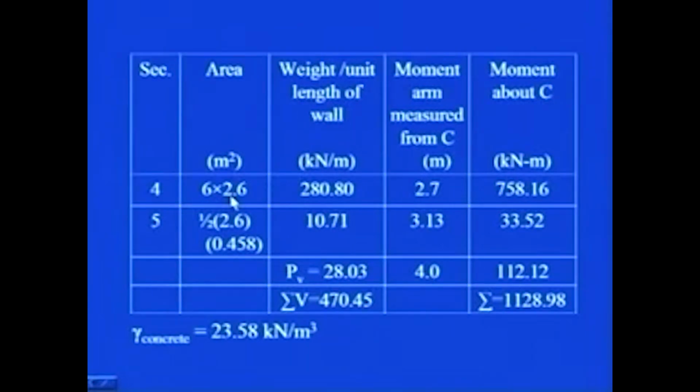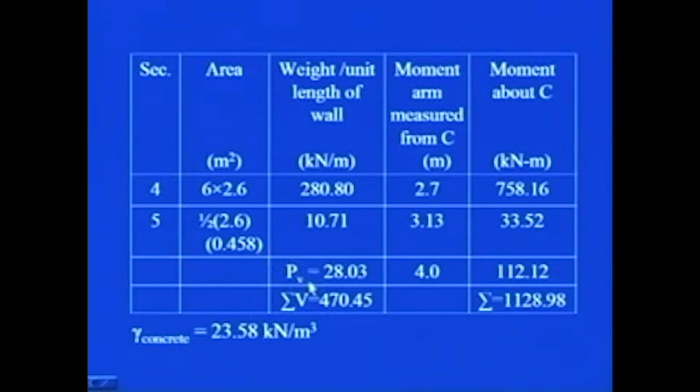Likewise, you have the sectional area 4 and 5. You find out the area, multiply by the unit weight either of soil or of concrete, whatever the case may be, and then you can find out this moment about C by multiplying these weights by the respective moment arm about the point C. In this problem, I have taken this gamma concrete to be equal to 23.58 kilonewton per meter cube.